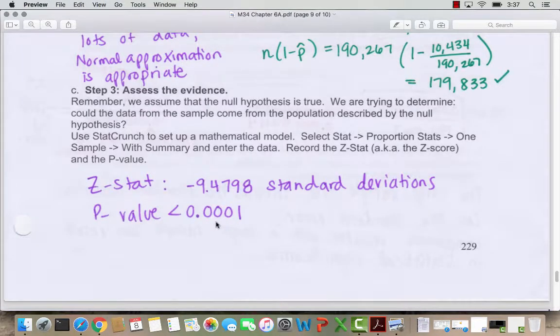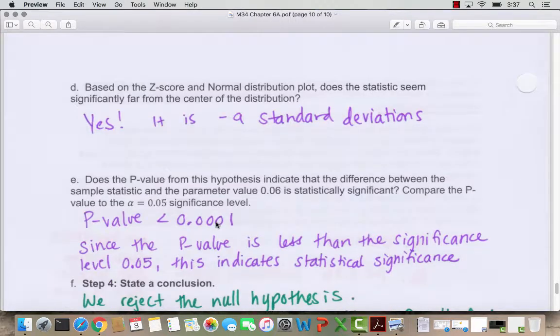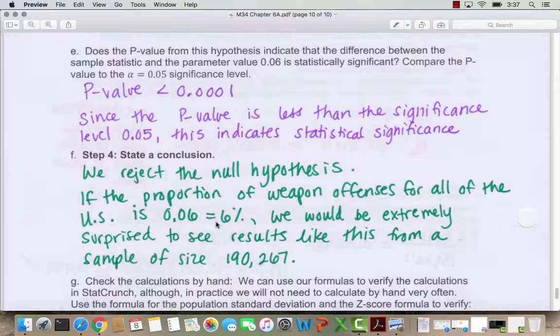So we record our z-stat and our p-value, and then does this statistic seem significantly far from the center of the distribution? And we say yes, it is -9 standard deviations away. So does the p-value from this hypothesis indicate that the difference between the sample statistic and the parameter value 0.06 is statistically significant? So in this case, our p-value is less than 0.0001. StatCrunch, when it gets super small, will put this notation instead of shifting to scientific notation to indicate really clearly that it's a very small p-value.